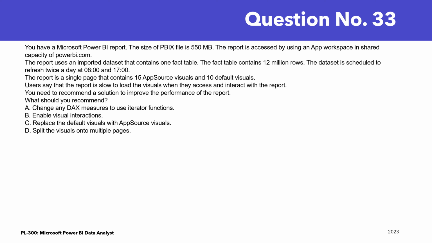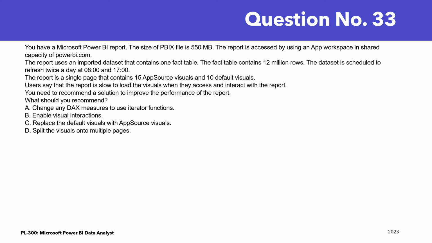You have a Microsoft Power BI report. The size of the PBIX file is 550 megabytes. The report is accessed by using an app workspace in shared capacity of PowerBI.com. The report uses an imported dataset that contains one fact table. The fact table contains 12 million rows. The dataset is scheduled to refresh twice a day at 8 o'clock and 17:00 hours. The report is a single page that contains 15 AppSource visuals and 10 default visuals.